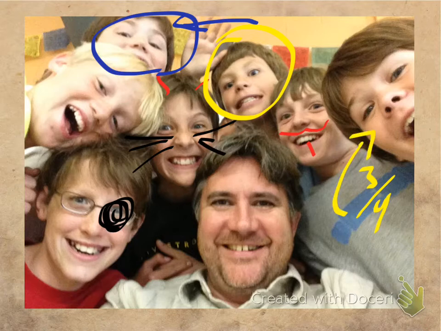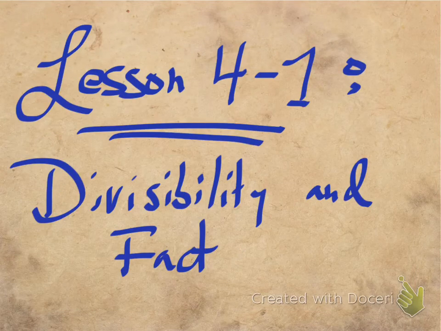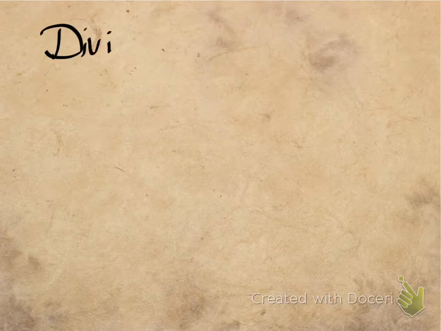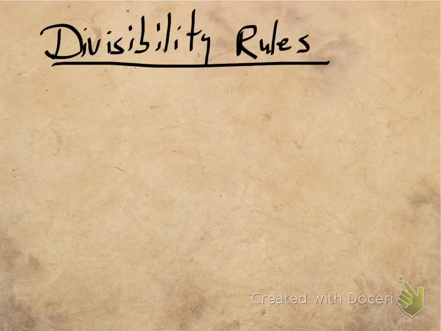So there we go. All right, so without further ado, let's get to the matter at hand. We're talking about divisibility and factors. Let's break down the basic divisibility rules. Now, we're going to do some really cool ones, but all you really need to know are the first 5 of these. Okay, so remember that.